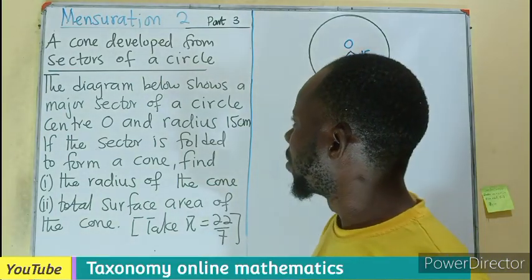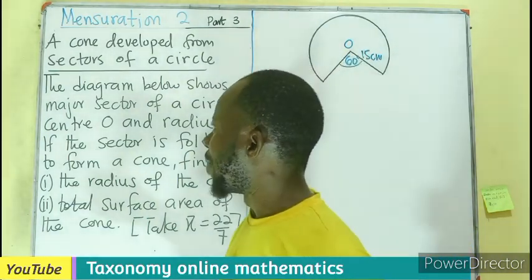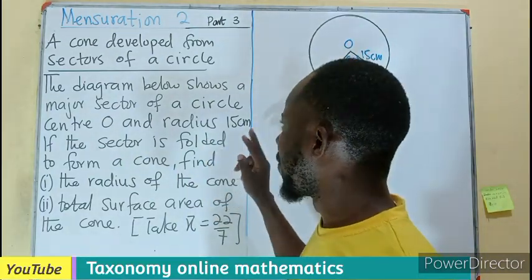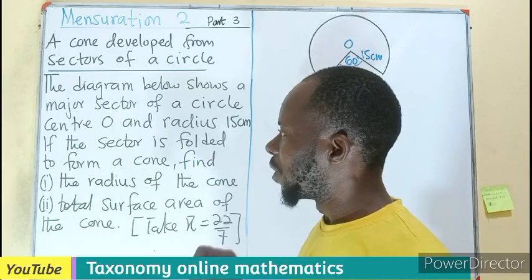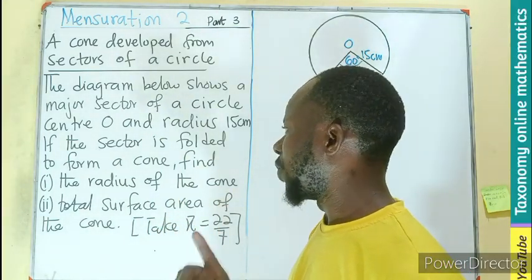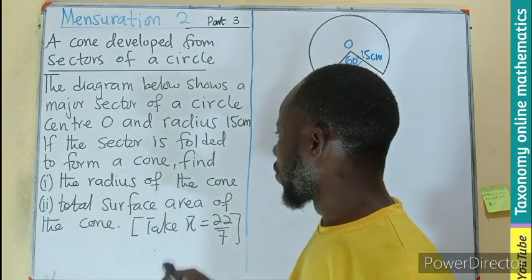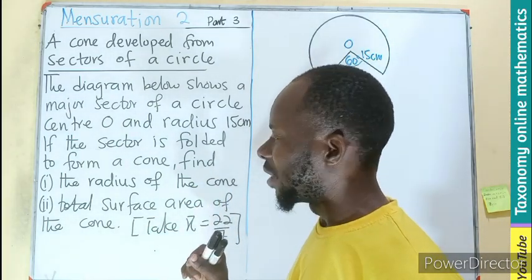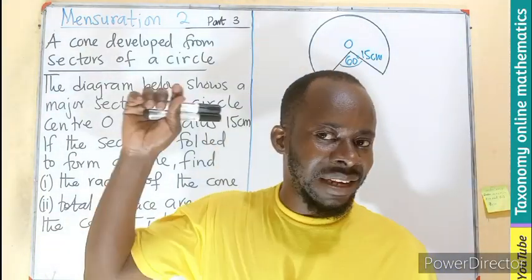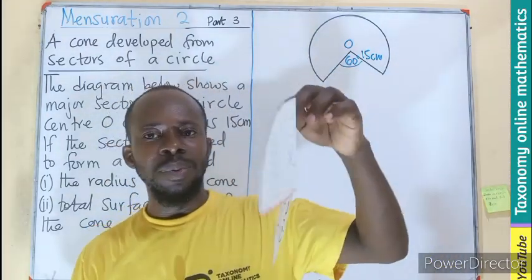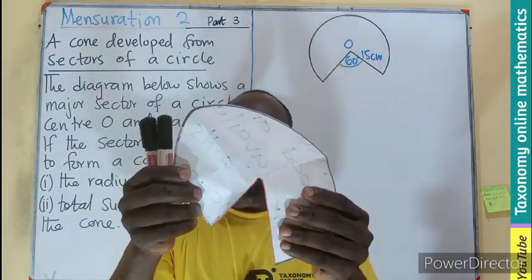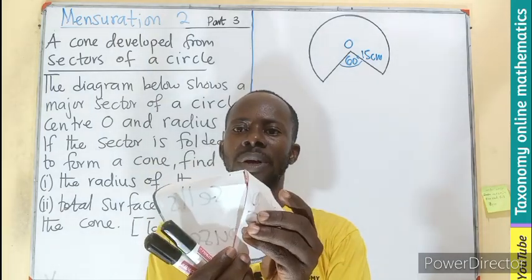So the diagram below shows a major sector of a circle of center O and a radius of 15 centimeters. If the sector is folded to form a cone, we have to find the radius of the cone first, then the total surface area of the cone. We can see this diagram here is a replica of this. So this is the major sector.